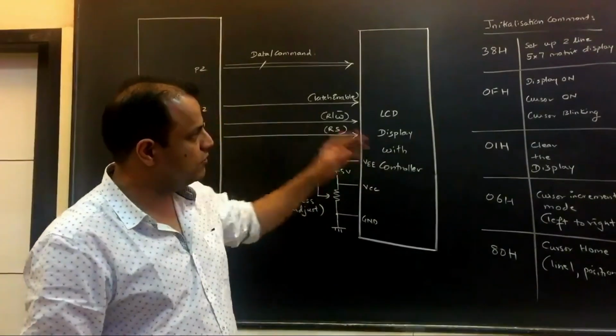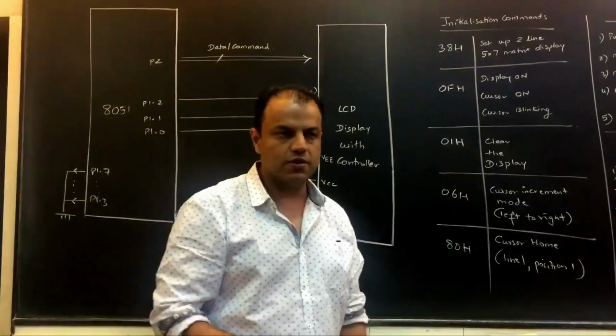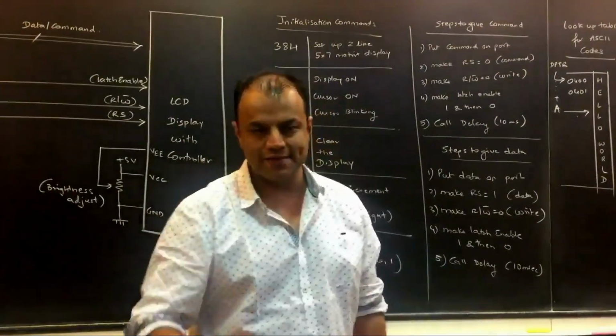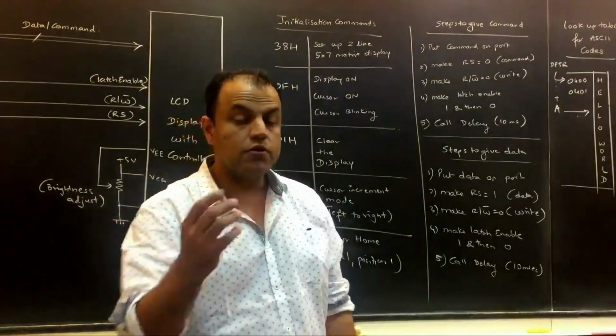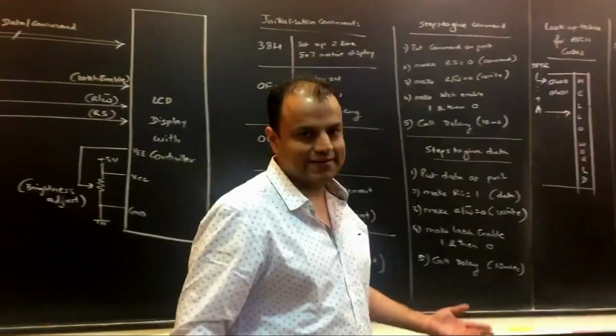You give this controller various commands which I'm going to teach you. By those commands you decide what kind of display you want, and then you give the data that you want to display. Suppose you want to display A as an example. You don't send A, you send the ASCII value of A. So suppose you want to display a message called hello world as an example.